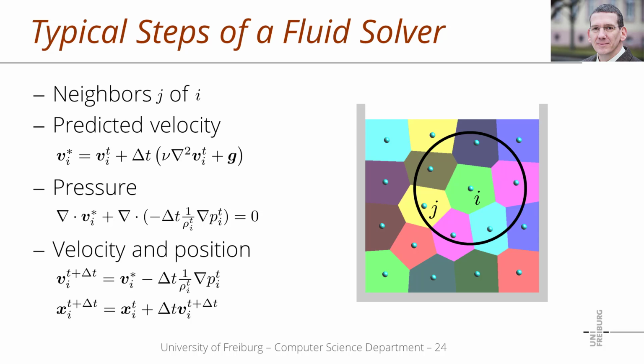In the final step, we apply the pressure acceleration to the predicted velocity in order to get a corrected velocity v for particle i at time t plus delta t, which is our final velocity at the next time step. And we also apply the velocity at time t plus delta t to advect the particles, or to move the particles from the current position x_t to the position x_{t+delta t} at the next time step. As you can imagine from this overview, the neighbor search and also the pressure computation can be particularly involved.